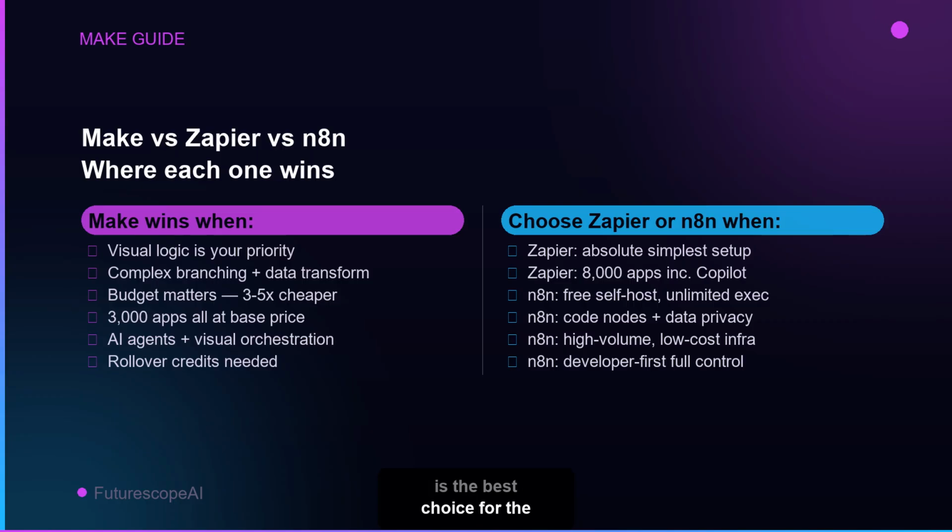The honest summary: Make is the best choice for the majority of teams. It beats Zapier on price and logic depth while remaining more accessible than N8N.